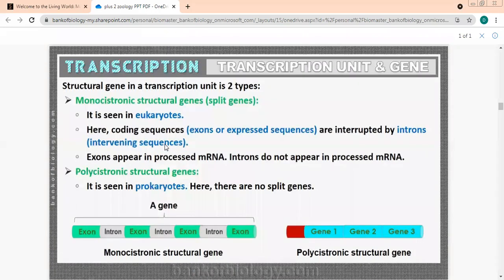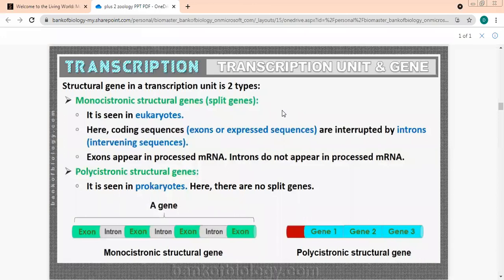The structural gene in a transcription unit is of two types. When we started, we said here we have the promoter, here we have the terminator, and in the middle we have a gene, that is the structural gene. It could be either a monocistronic structural gene or a polycistronic structural gene. Monocistronic structural genes are also called split genes, and you will find these kinds of genes in eukaryotes. Let us understand more about this.